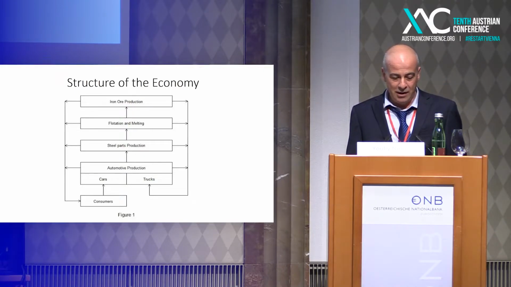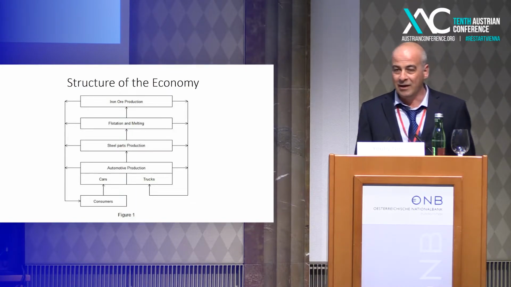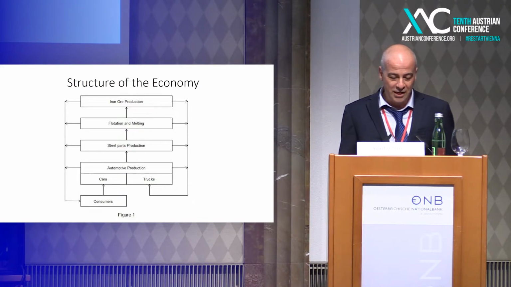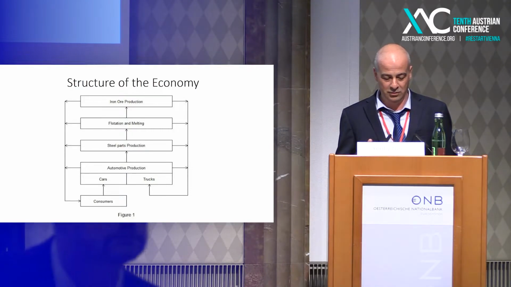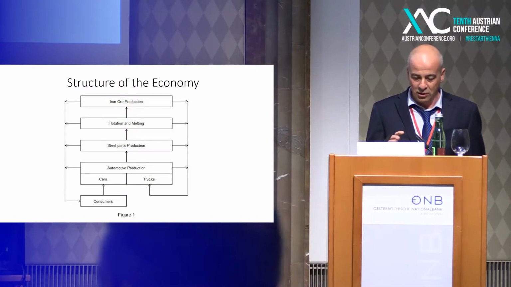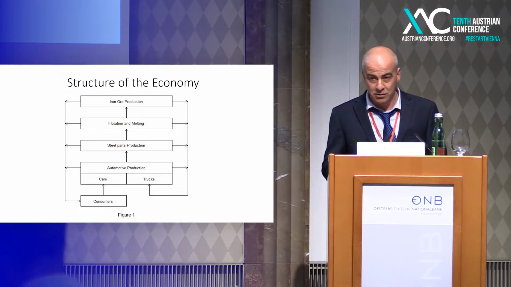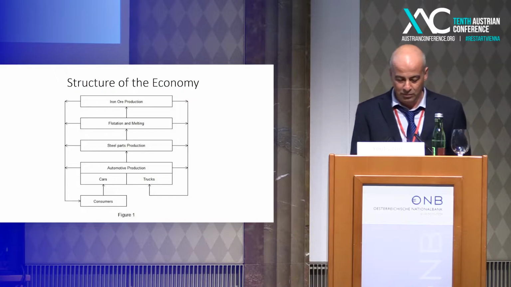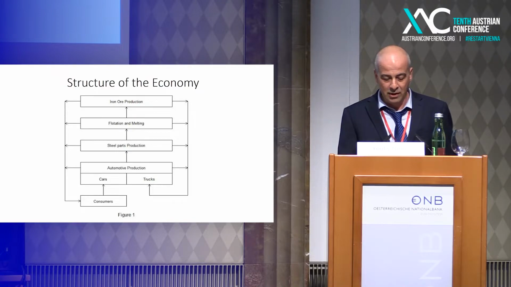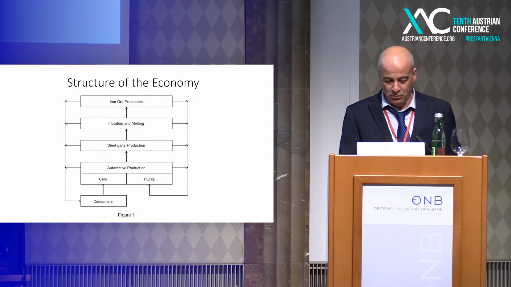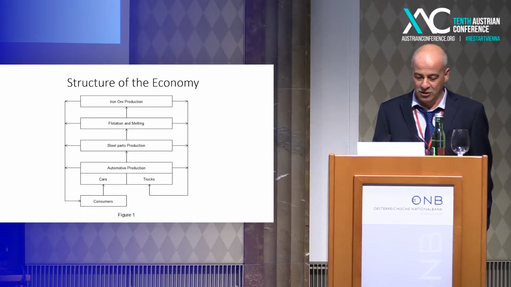What I have presented is a structure of the automotive production as it exists today. That is, we have all the normal stages, which is iron ore production, flotation and melting, steel part production, and automotive production. And I'll use this structure in order to describe the whole economy. So for that purpose, I have separated at the lowest stage the automotive production in cars, which actually signifies the consumption, and trucks, which is the production of fixed capital goods, actually. So the arrows that you see is basically the flow of money between the stages.